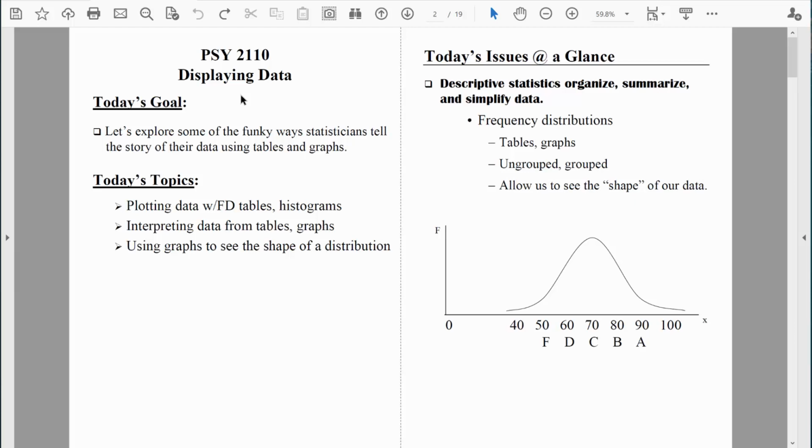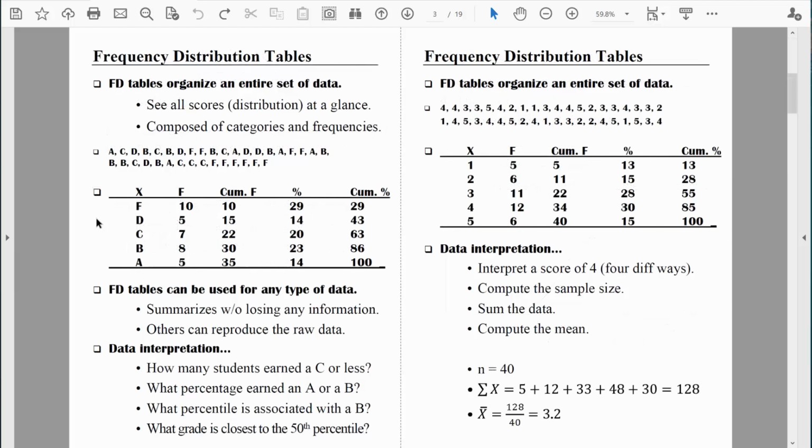Welcome back, everybody. Let's continue to talk about displaying data. We've been focusing on frequency distribution tables and graphs. Of course, here's an example of a basic frequency distribution table. And we learned that we really like these tables because they summarize all of our data without losing any information.